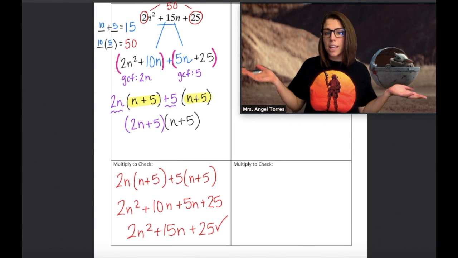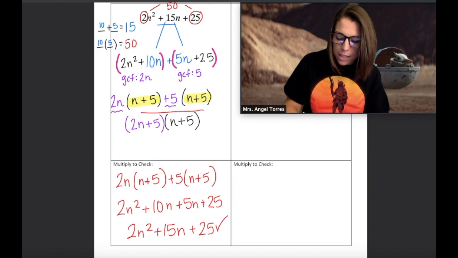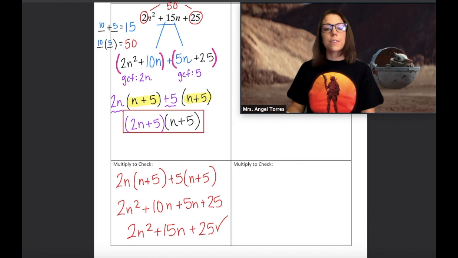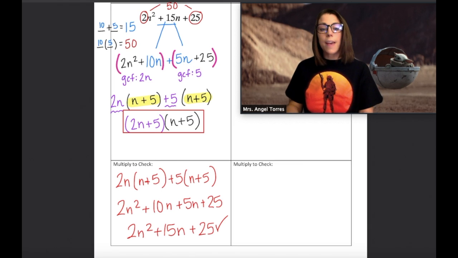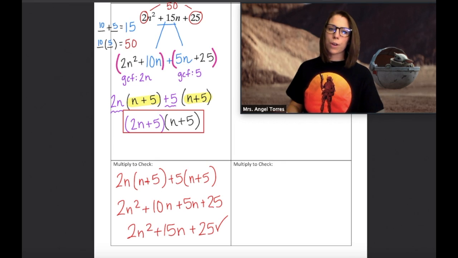Voila, and we ended with what we started with. So we know that this is the correct factored form of the trinomial 2n squared plus 15n plus 25. That method is called supergrouping. Now, if that was a little confusing for you, don't worry. There's a second method called slip and slide that we're going to go over now.